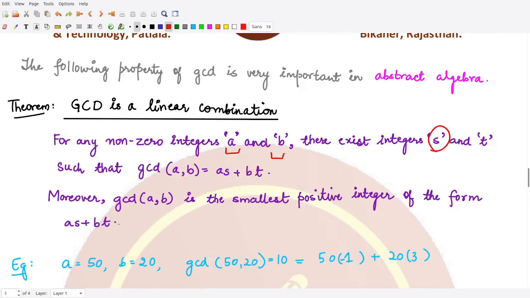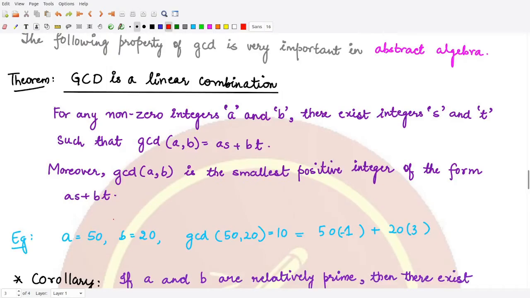So let me show you how this is true. Let's take again the example of two numbers, a is 50 and b is 20. You already know the GCD of 50 and 20 is 10. Now you have to write 10 as 50 multiplied by something plus 20 multiplied by something, so that when you add them up, you get back 10. If you multiply 50 by minus 1, you get minus 50, and if you multiply 20 by 3, you get 60. When you add both of them, you get back 10. So this is how this theorem works.